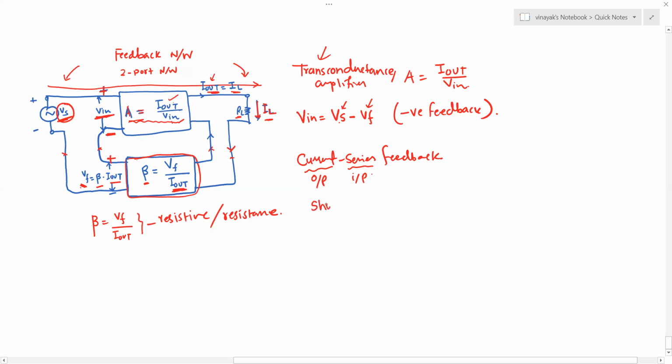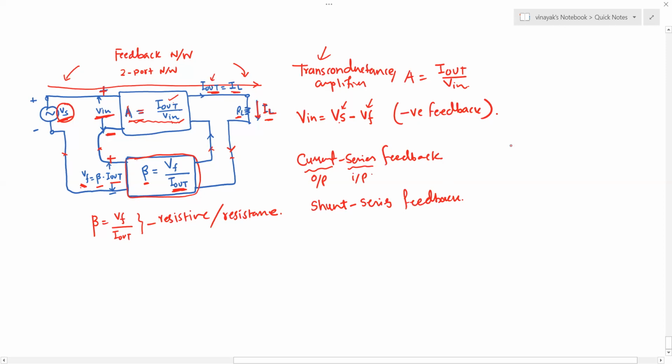So it's called as shunt series feedback or shunt series amplifier configuration or shunt series feedback amplifier. Okay, so hope you understood the basics of this network.